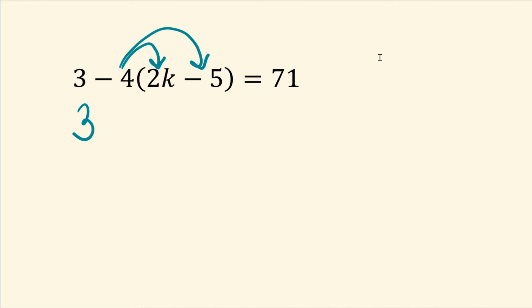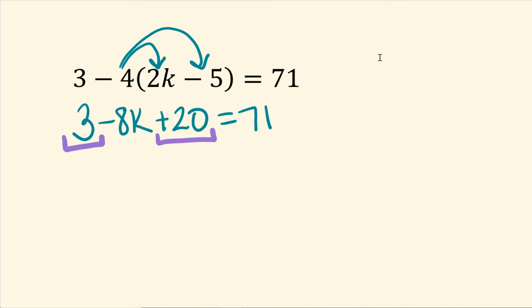Negative 4 times positive 2k is negative 8k. And negative 4 times negative 5 is positive 20. Equals 71. Now I'm going to combine my like terms, which in this case is positive 3 and positive 20, which gives me 23. That minus 8k is still in there, and that equals 71.